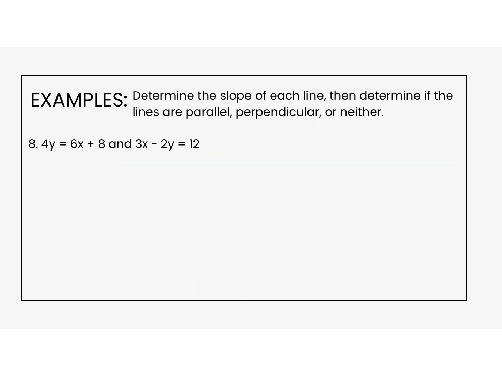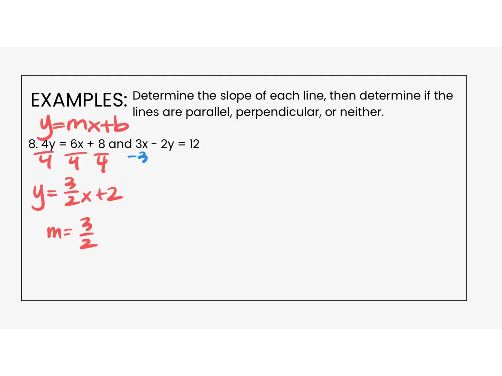Let's do one more example. So again, first thing I have to do is get these into slope-intercept form. So for this first one, all I have to do is divide by 4 because the x is already on the right side. So I get y equals 3/2x plus 2. So my slope in this one is 3/2.